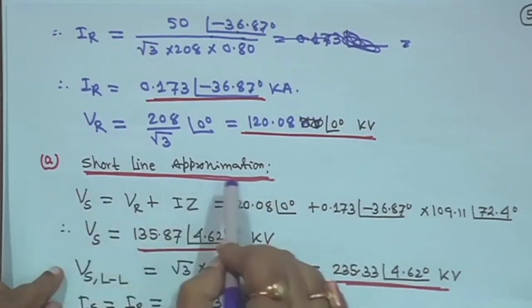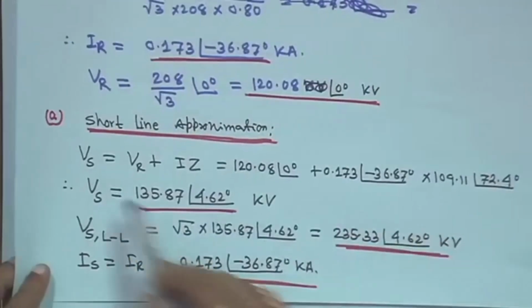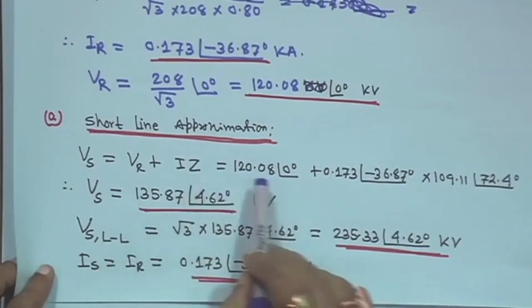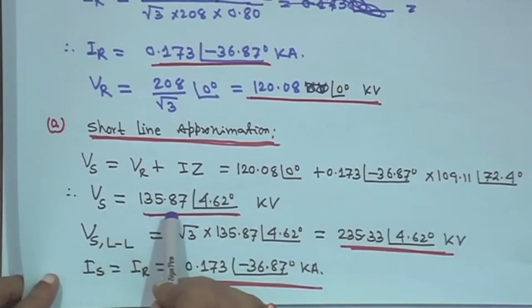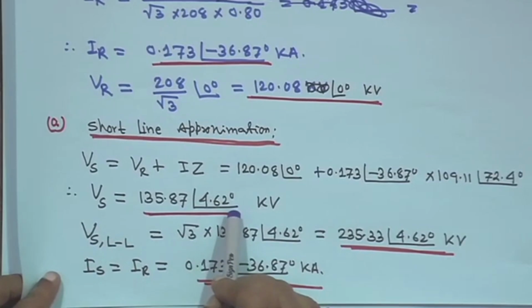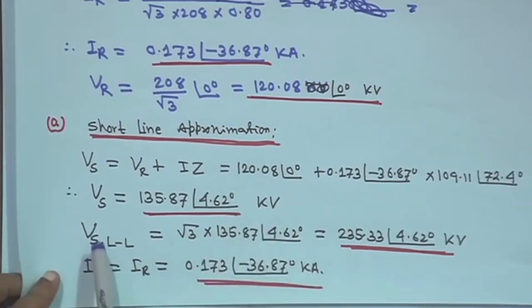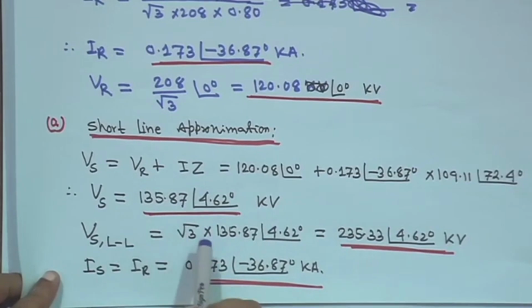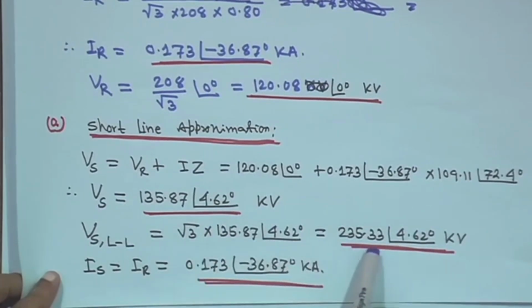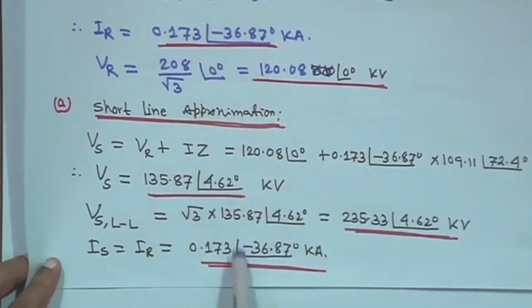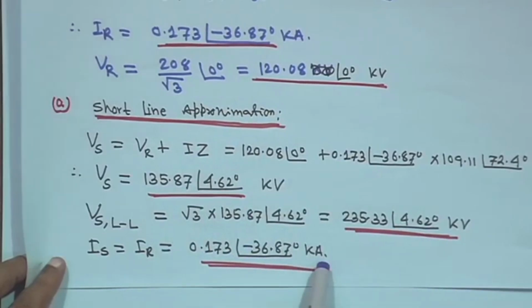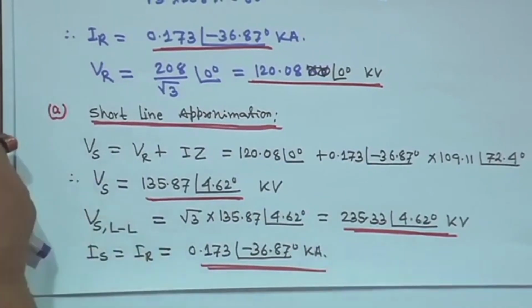Now, first you consider this is a short line approximation. Short line means Vs is equal to Vr plus Iz. So, substitute Vr, then I and then Z, right. You will get Vs is equal to 135.87 angle 4.62 degree kilovolt, right. And therefore, sending end voltage line to line, multiply this one by root 3, you will get 235.33 angle 4.62 degree kV, right. And for a short line, sending end current is equal to receiving end current, which is 0.173 angle minus 36.87 degree kilo ampere, right.